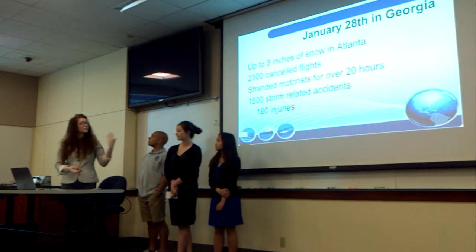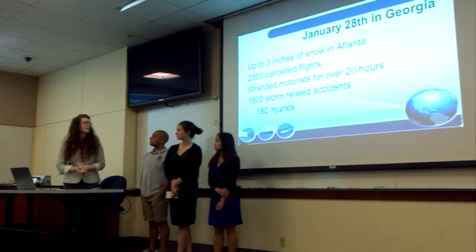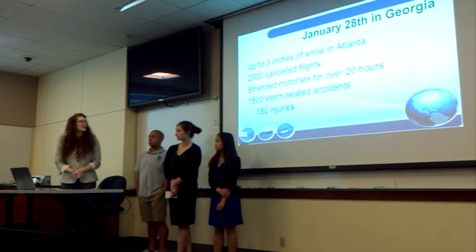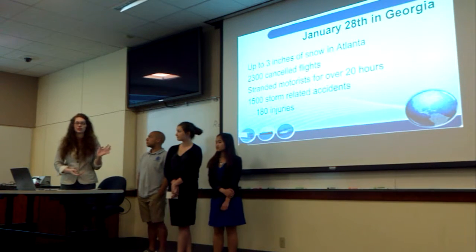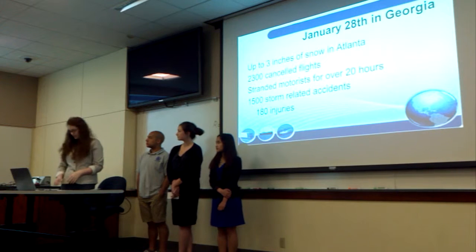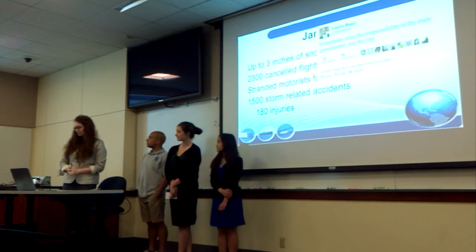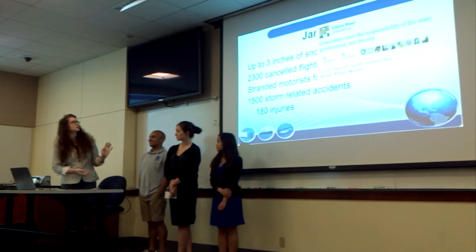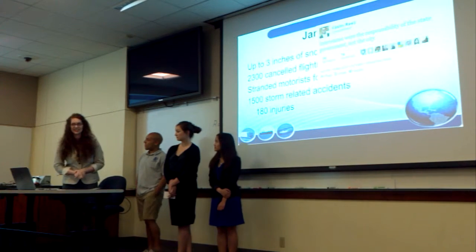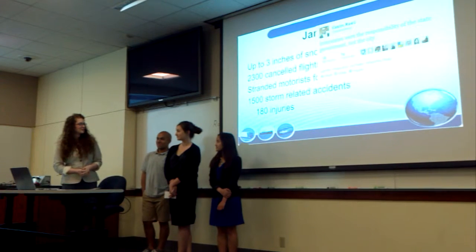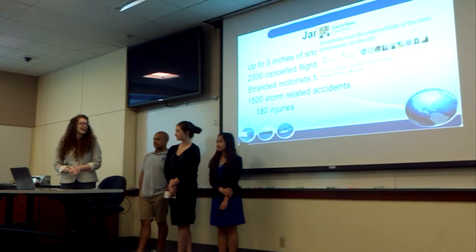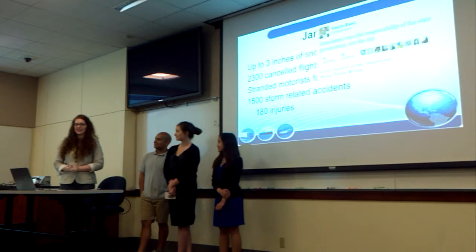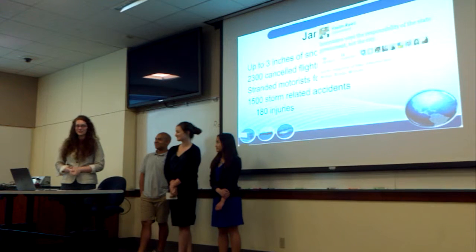So there was only up to 3 inches of snow in Atlanta, but that is a lot more than they usually get. As well, there were 2,300 canceled flights, and motorists became stranded on the roadways for over 20 hours. Christine Reed, the mayor, says that interstate is the responsibility of the state government, not the city. Well, I'm sure the 1,500 people who were in storm-related accidents and the 180 injuries really are impressed by his dedication to keeping the lines federal and state responsibility.